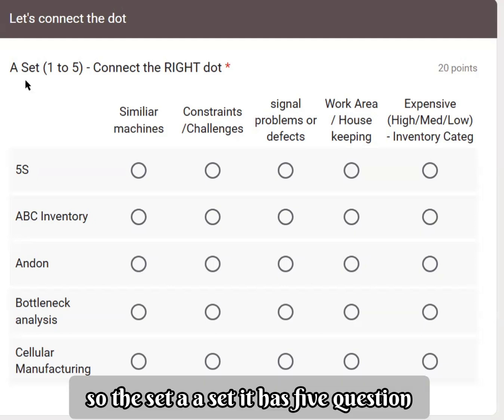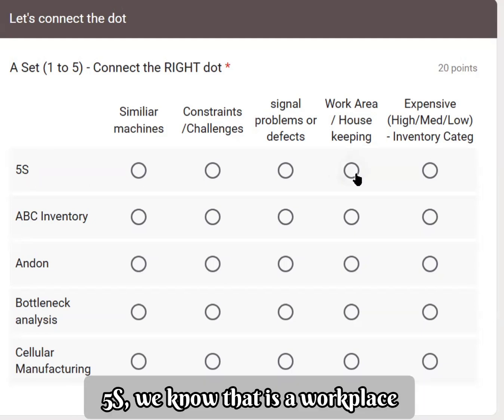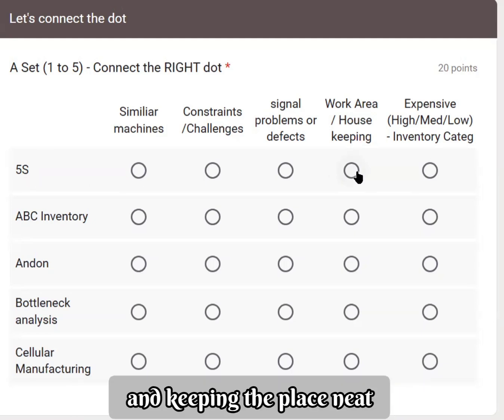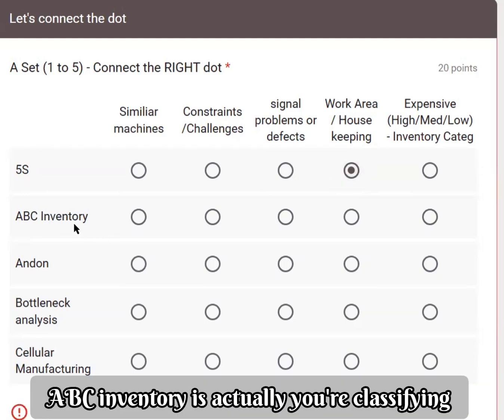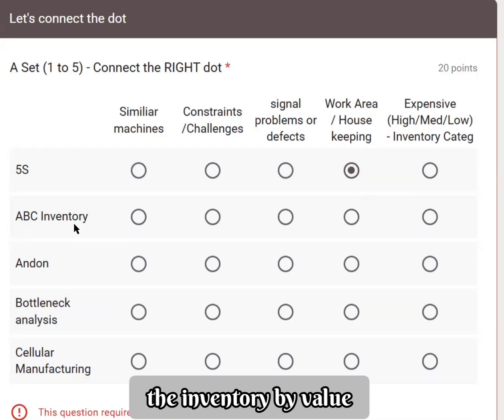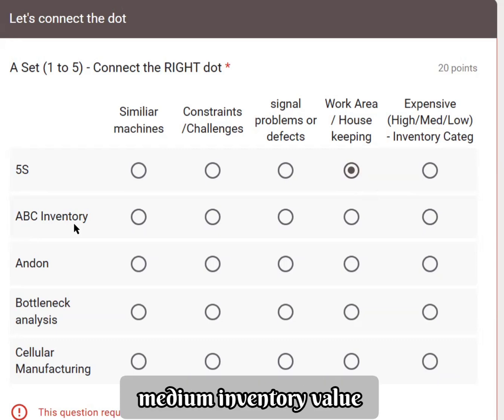So the A set has 5 questions. For example, 5S, we know that is a workplace and keeping the place neat and clean: Sort, Set in order, Shine, Standardization, and Sustain. ABC inventory is actually classifying the inventory by value, for example, high inventory value, medium inventory value, and low inventory value.